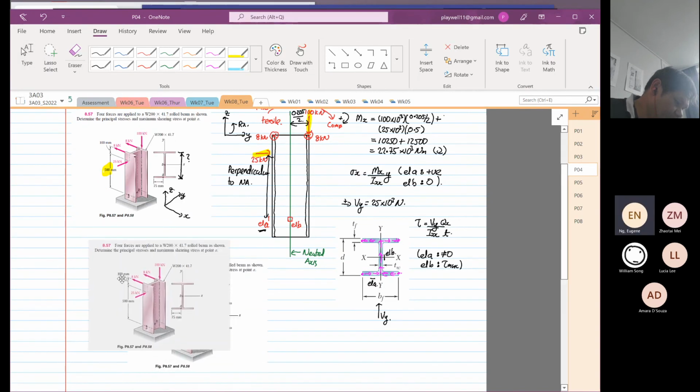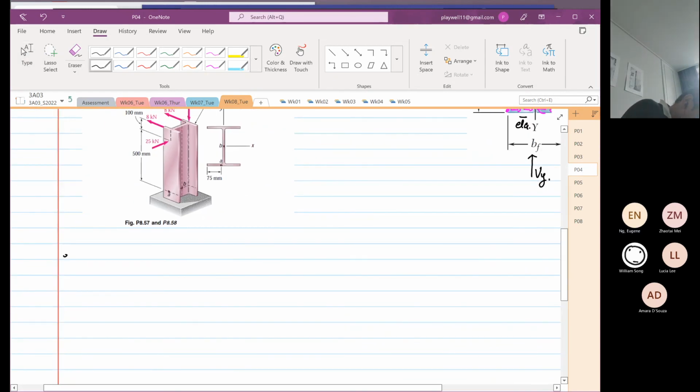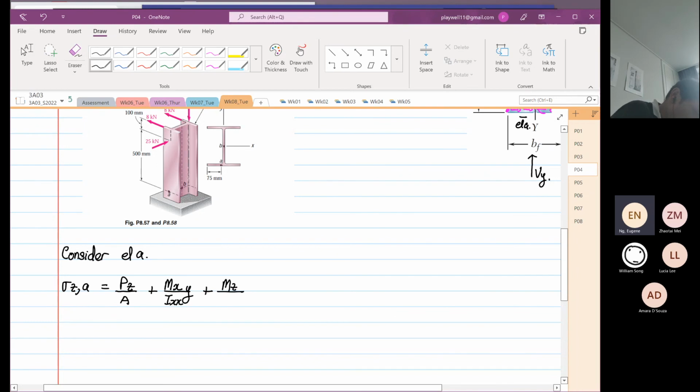Okay, so next we are going to look at element A. We're going to consider element A. So the formula we're going to apply is stress Z at element A is equal to Pz over A, right, plus Mx over Ixx multiplied by y, plus Mz over, no, My, sorry, My over Iyy multiplied by x.